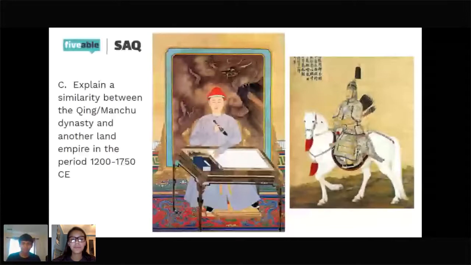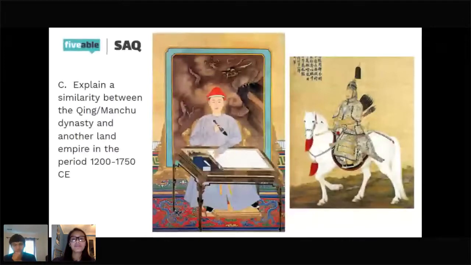It might seem like a confusing term, but land empire just refers to an empire that's on land. It sounds a lot more difficult than the definition actually is. So personally, if I were doing this SAQ, if I were retaking the AP World History Modern test, I would choose maybe the Mughals.